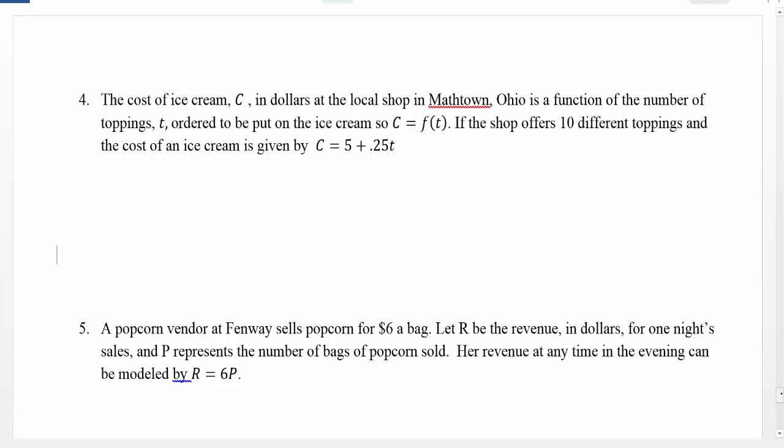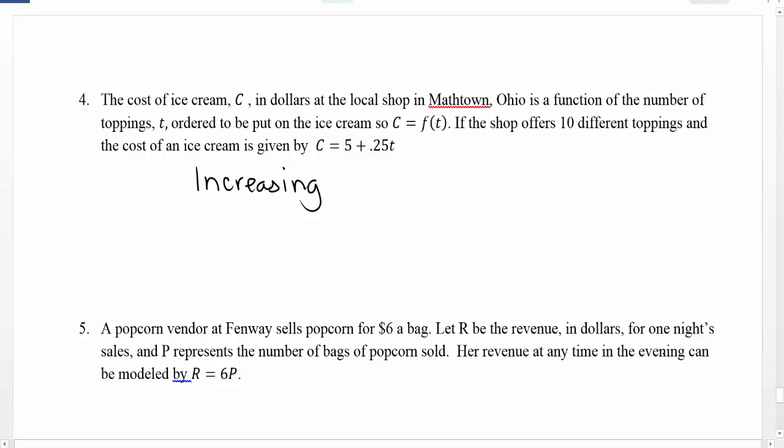I can see by the setup of this problem that as I plug in various values of t, my C values are going up and up and up. So this function is increasing. Since there's no places where I stop increasing or where I start decreasing, I can just say in general that the function is increasing.